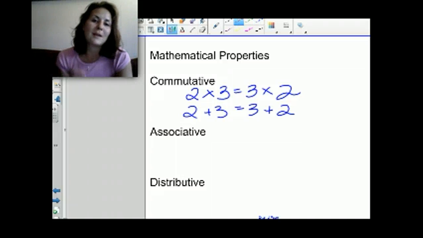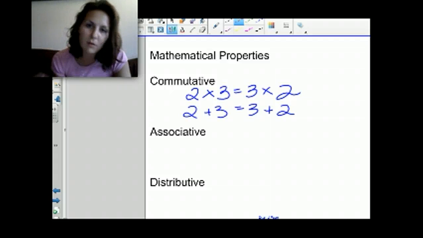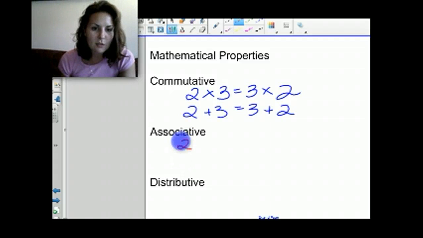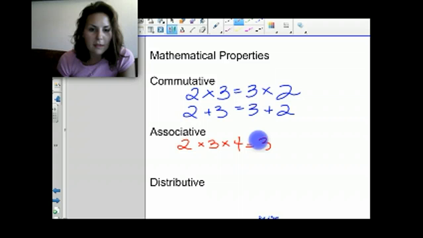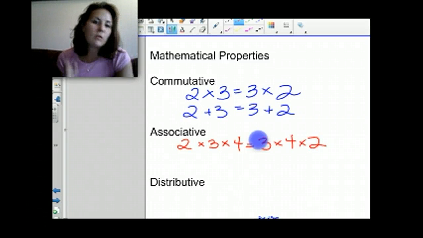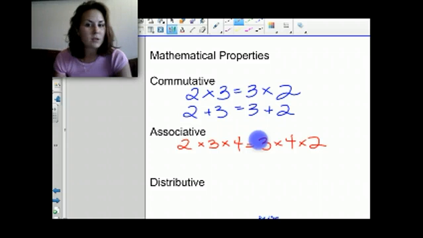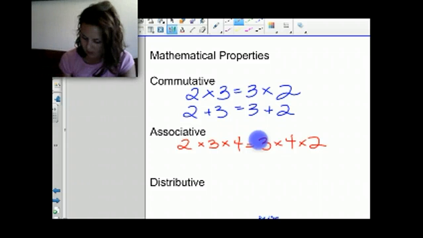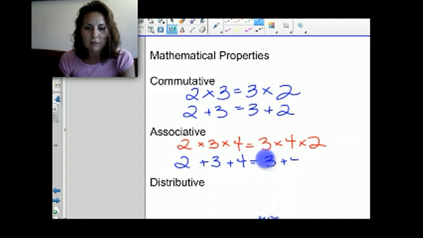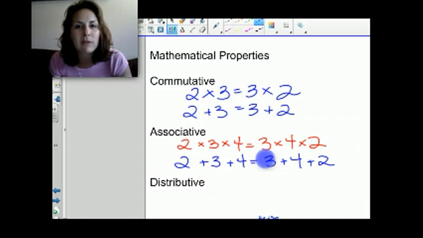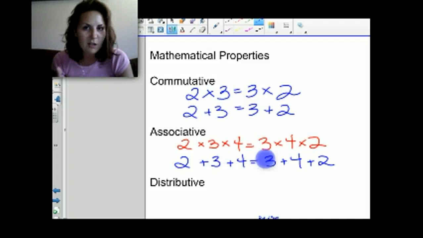The associative property. The associative property is essentially the same thing, but with more terms. So, it says 2 times 3 times 4 equals, let's say 3 times 4 times 2. You could also say 4 times 2 times 3, or 4 times 3 times 2. Any order works. In addition, same idea. 2 plus 3 plus 4 is the same as 3 plus 4 plus 2, or in any order you can think of. You can rearrange those 3, 4, 5, 6, 7 numbers, however many you have, in any order, and you're still going to get the same either sum or product.